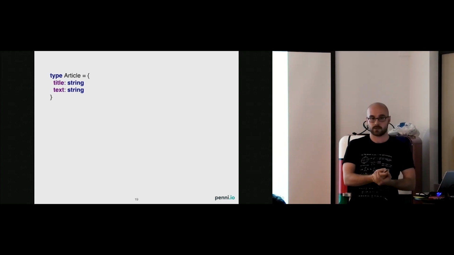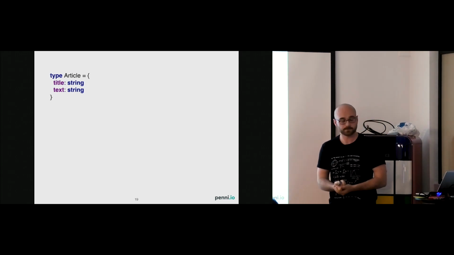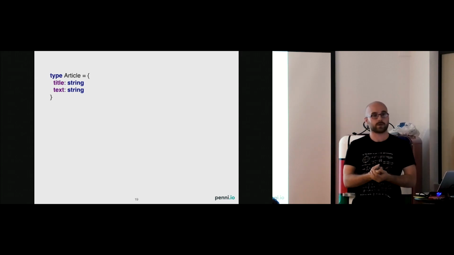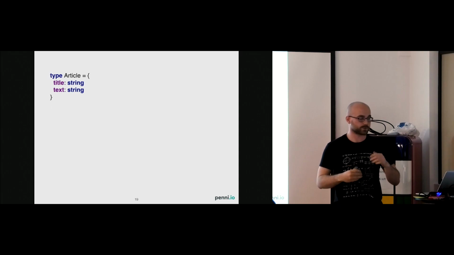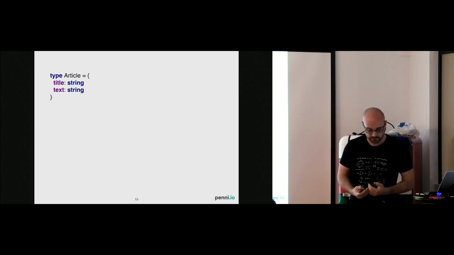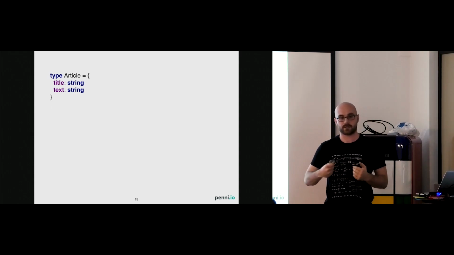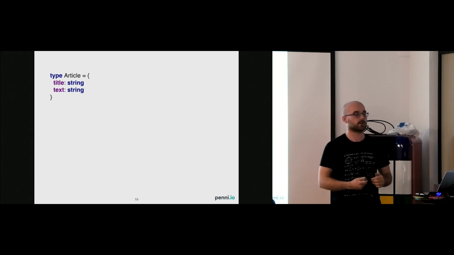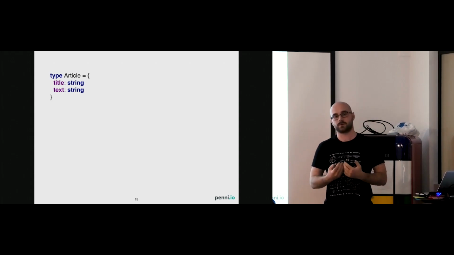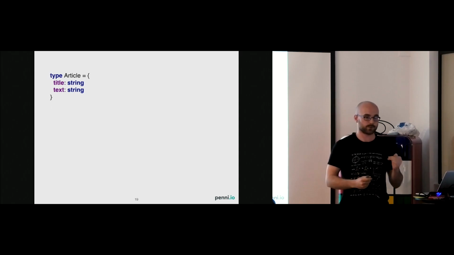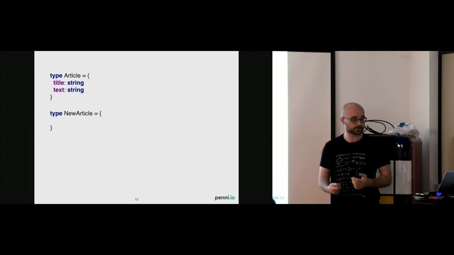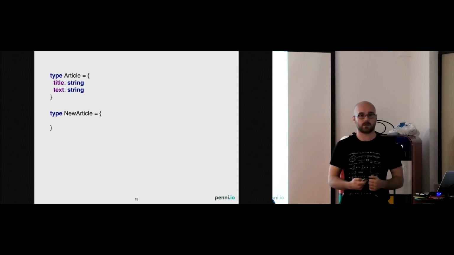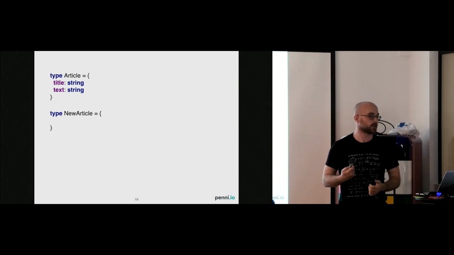To demonstrate how you can make a mapped type, we have this type Article that we've defined before, and just for demonstration purposes, let's say we want to define another type which is exactly the same as Article, but we are lazy. We don't want to list property by property what's in Article. Let's call it NewArticle. And this is where we can use mapped types.